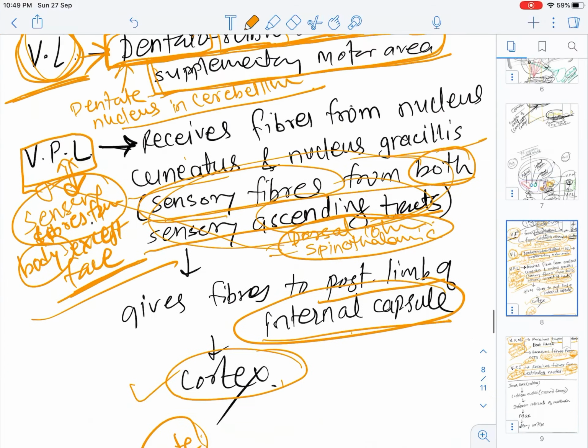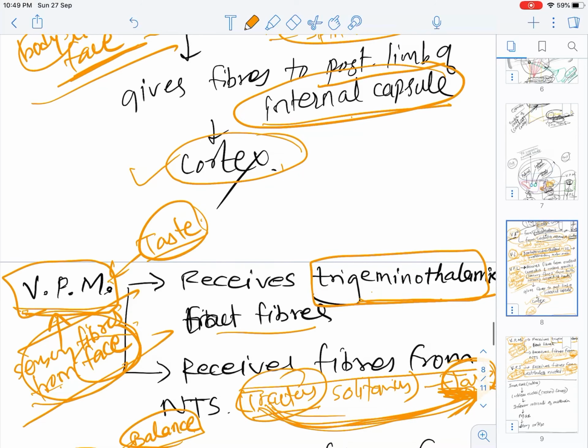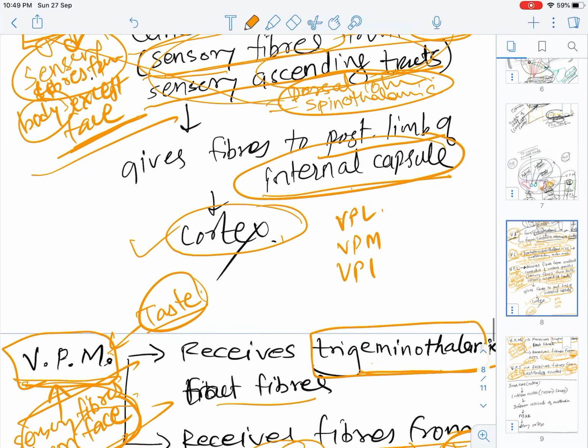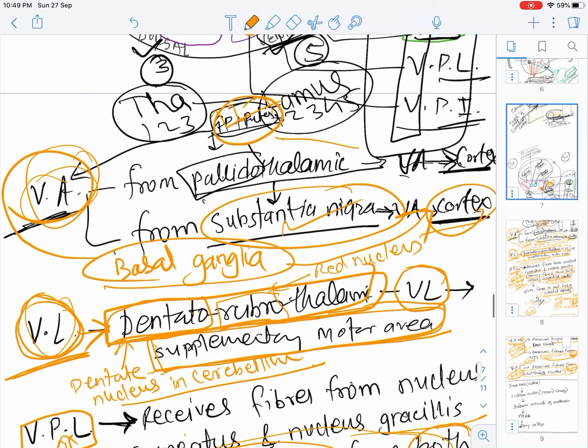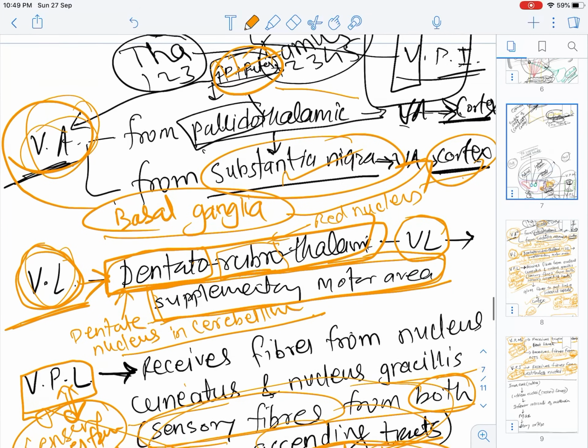Okay, so now to revise all the three, we will revise here: VPL, VPM, and ventropostro inferior. So what about VPL? VPL sensory fibers, these both are sensory, okay, but this receives from body and this receives from face, and this receives taste also, because the tongue is in the face, so taste will also come. After that VPI will be vestibular nuclei. Okay, so this was the quick revision of all the three nuclei of thalamus.